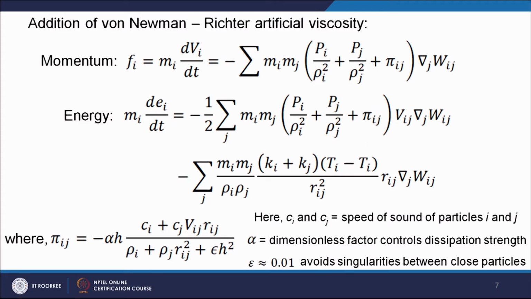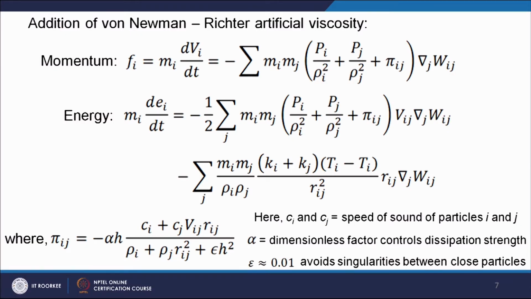Here, von Neumann and Richtmyer proposed that pi ij can be written as minus alpha into h. Remember, this h is nothing but your smoothing length, multiplied by Ci plus Cj into Vij Rij, divided by rho i plus rho j, Rij square plus epsilon into h square. Now, what are these factors? Ci and Cj we can understand, those are the sound speeds of the ith and jth particle.